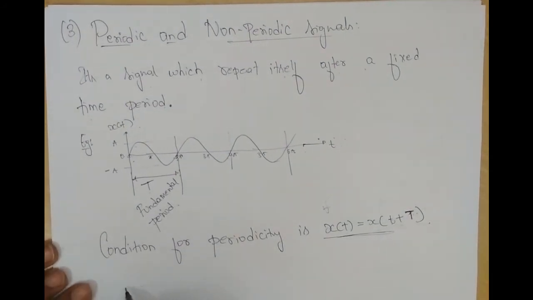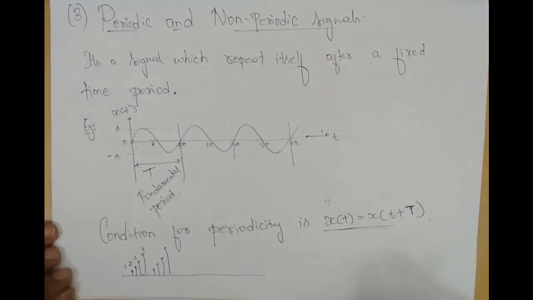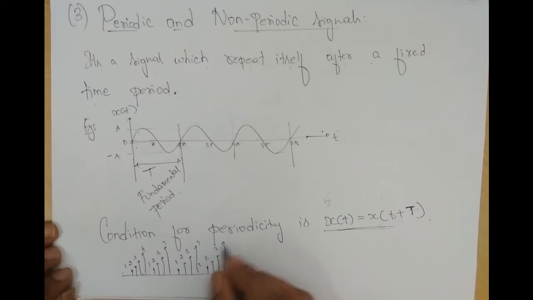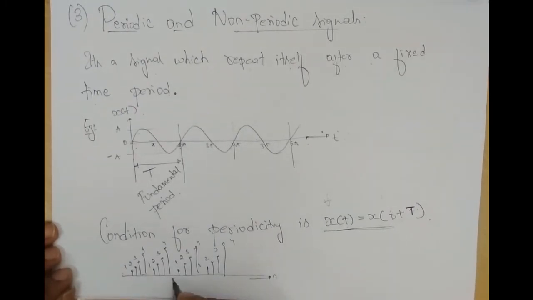Let me give you a graphical representation for a discrete time signal. Say this is 1 2 3 4, and again this is 1 2 3 4, 1 2 3 4, this is 1 2 3 4. These are all the samples. Again 1 2 3 4, these are all the samples. So this is n, the independent variable. So this is 0 1 2 3 4 5 6 7, and it goes on. This is minus 1 minus 2 minus 3 minus 4 minus 5 minus 6 minus 7 minus 8.